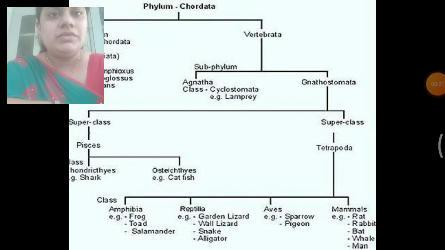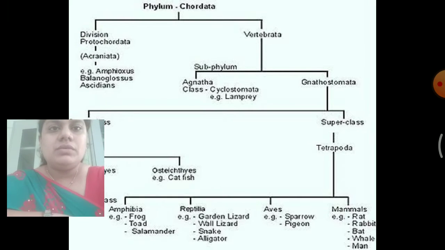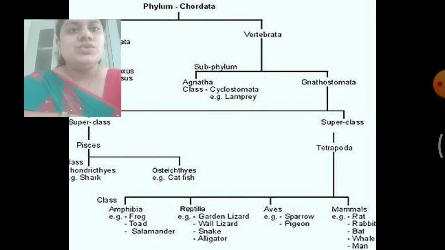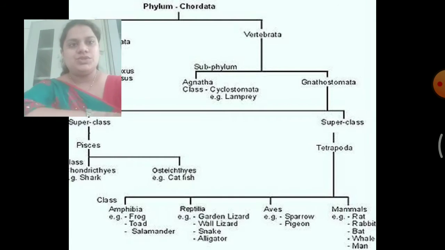Good morning everyone. So in today's class we'll be discussing the circulatory system of fishes. As we know, the chordates are divided into protochordates and vertebrates, based on the formation of the vertebral column, that is, the presence of a notochord. Vertebrates are again divided into two subphyla, Agnatha and Gnathostomata.